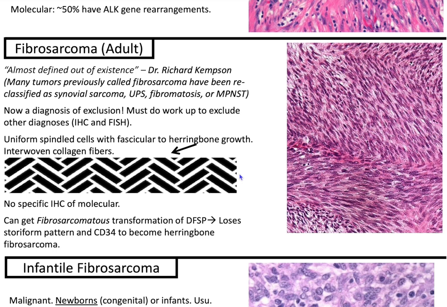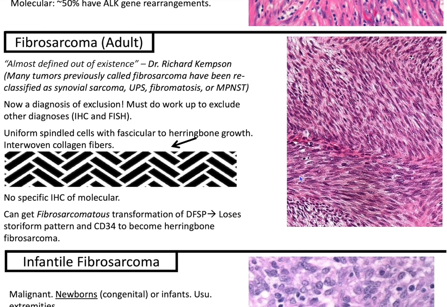It's important to note that dermatofibrosarcoma protuberans, which should be CD34 positive as opposed to dermatofibroma, can undergo fibrosarcomatous transformation. It loses that storiform pattern and CD34 to become herringbone.